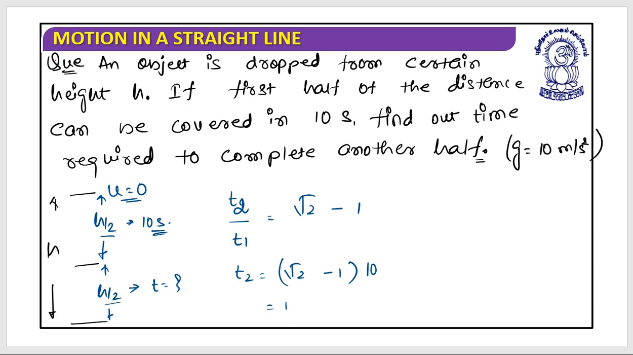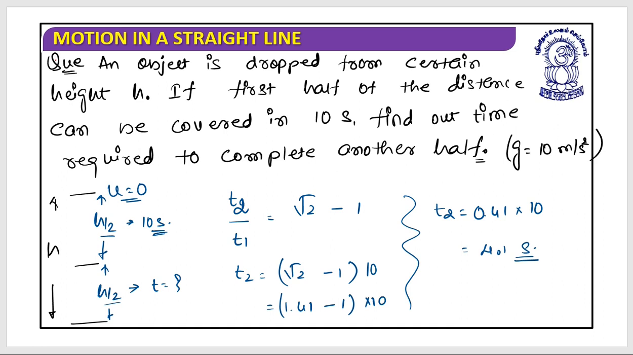Root 2 is 1.414. Let's say 1.41 minus 1, into 10. So t2 should be equal to 1.41 minus 1, it's 0.41 multiplied by 10. So that should be equal to 4.1 seconds. Yes, this is t2. If they have asked what should be the time of flight of the complete journey, then I can have 10 seconds plus 4.1 seconds, and 14.1 seconds would be the answer.